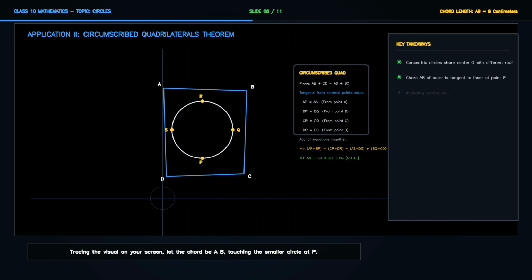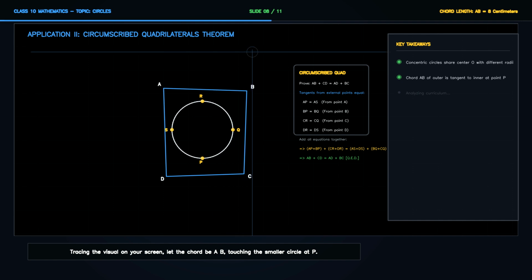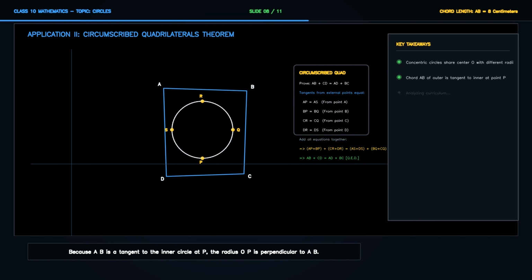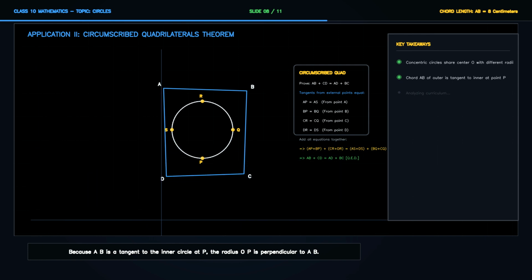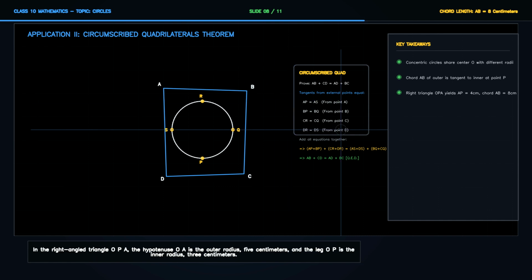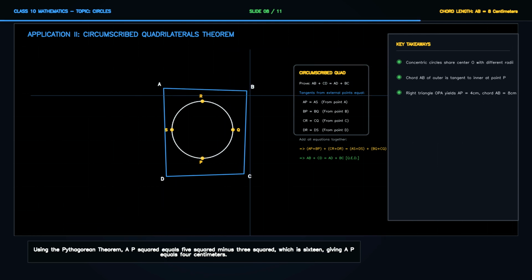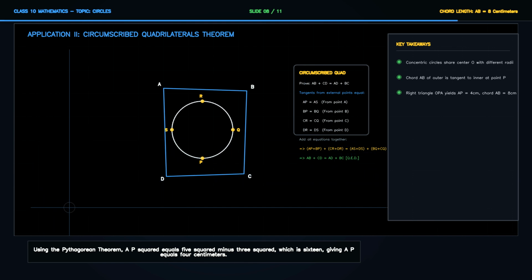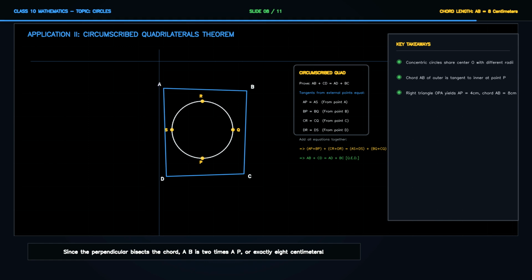Because AB is a tangent to the inner circle at P, the radius OP is perpendicular to AB. In the right-angled triangle OPA, the hypotenuse OA is the outer radius, 5 centimeters, and the leg OP is the inner radius, 3 centimeters. Using the Pythagorean theorem, AP squared equals 5 squared minus 3 squared, which is 16, giving AP equals 4 centimeters. Since the perpendicular bisects the chord, AB is 2 times AP, or exactly 8 centimeters.